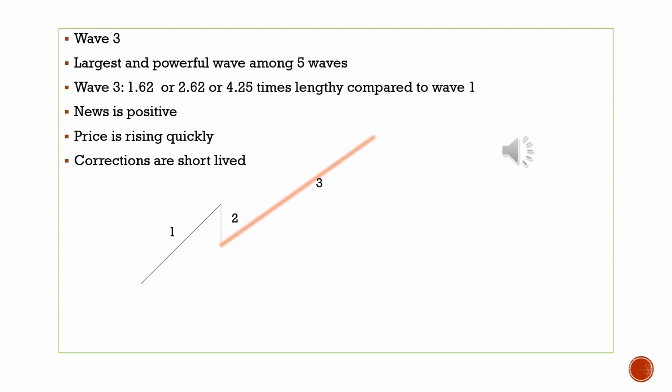Wave 3 is considered to be the largest and most powerful wave among the 5 impulsive waves. If you see, wave 3 is 1.62 or 2.62 or 4.25 times the length of wave 1. Initially, the market slowly and steadily starts picking up. At the midpoint of wave 3, the public starts investing more, buying more and more shares, and as they know the news is positive, the market will touch a new high, so price will be rising quickly, and the volume will be the highest traded in wave 3 compared to all other waves.